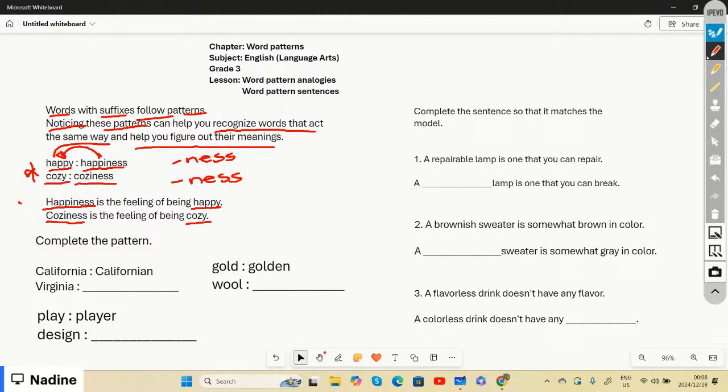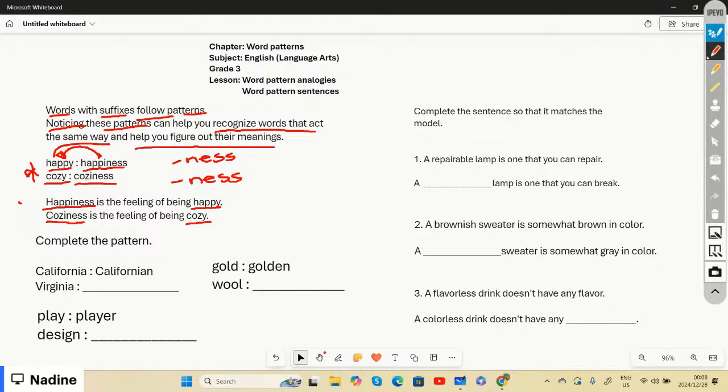It's like us recognizing words that act the same way, and basically that helped us to figure out the meanings of those words, right? So once again, when it comes to word patterns, word patterns are basically the suffixes that you add to another word, because words with suffixes follow patterns. So by looking at the suffix, or being able to identify a word with a similar suffix, can also help you to figure out the meanings of those words.